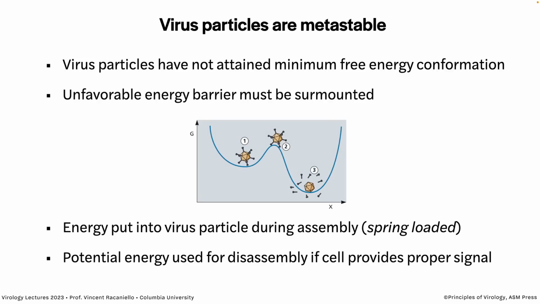And we call virus particles spring-loaded because when they're assembled, they have energy put into them in the form of bonds. And then that energy is used to disassemble the particle upon the right signal. So in the case of poliovirus, it's a receptor binding to the virus particle that signals the particle to come apart, and energy is liberated. Okay, so minimum free energy conformation and spring-loaded are important concepts. And spring-loading, think of a spring, right? We compress the spring, and then when we let go, it expands and gives off energy. Same thing with a virus particle.